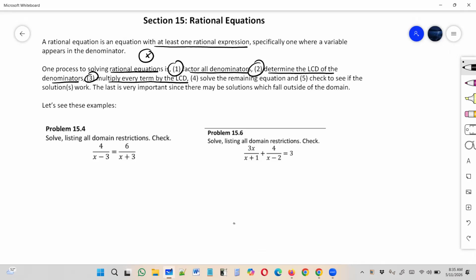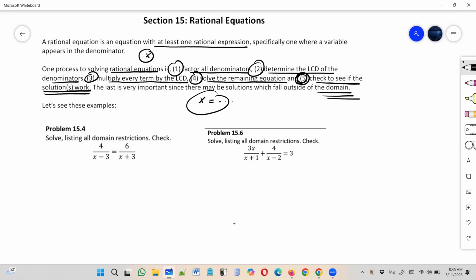Now, this is a very important step because when we do that, the denominators will disappear. You see what I mean? And then step four, we're going to solve whatever remaining equation we have after the denominators have been eliminated. So in step four, we're going to get an answer, x equals something, right? Maybe one number, maybe two numbers. After we get the answer, we have to do step five, which is check to see if the solution is valid. Now, it's not necessarily a full check, but it's what we call a domain check.